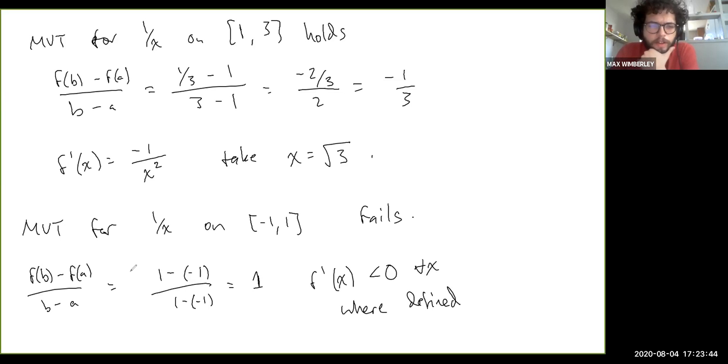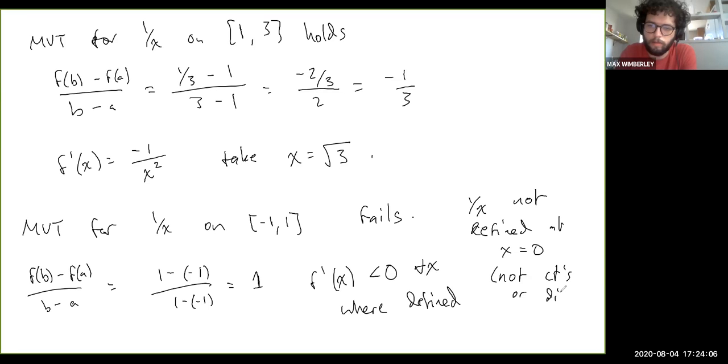And yeah, clearly, 1 over x isn't even defined on this entire interval. It is not actually defined at x equals 0. And it's definitely not continuous or differentiable there. And there's no way to even extend it.